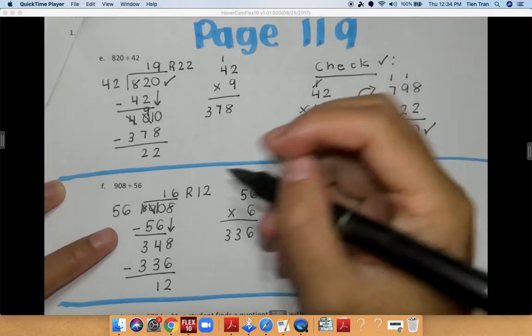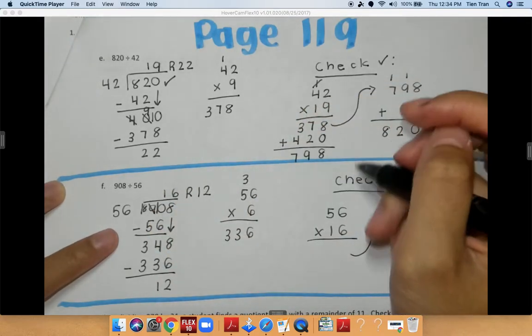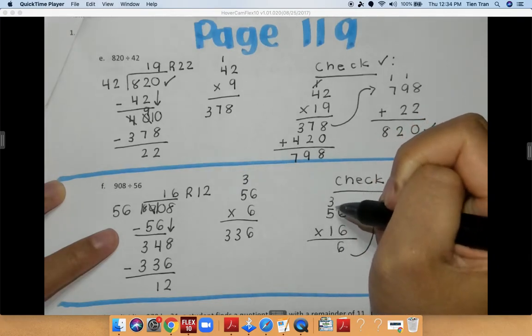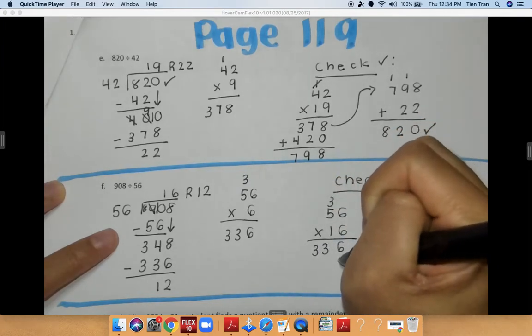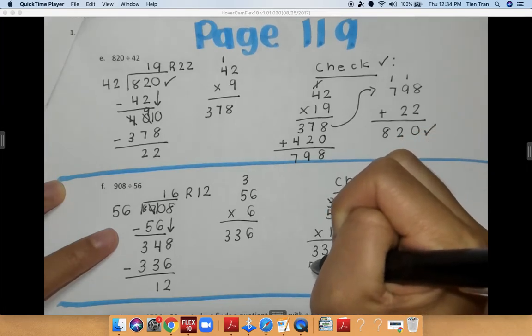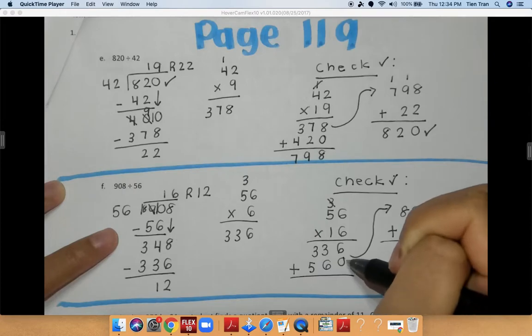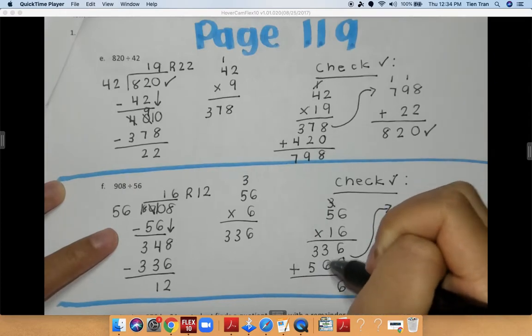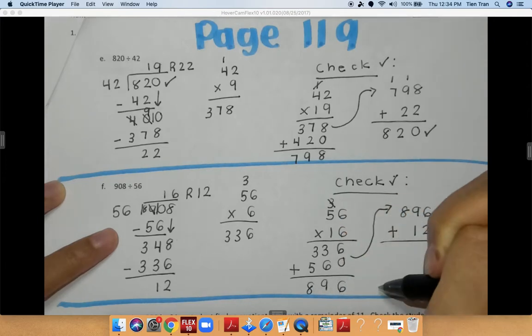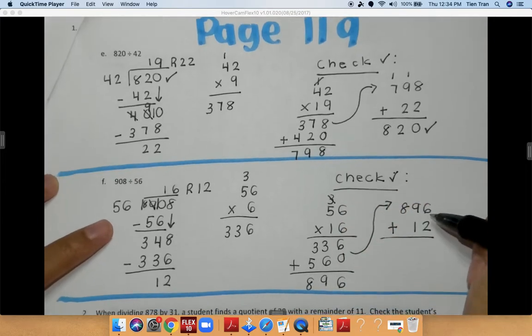Now I'm going to multiply 56 times 16 to check my work. 6 times 6 is equal to 36. 6 times 5 is 30, plus 3 is 33. Bring down my 0. 1 times 6 is 6. 1 times 5 is 5. Add all of my numbers together. 6 plus 0 is 6. 6 plus 3 is equal to 9. 5 plus 3 is equal to 8. I get 896. I'm going to bring it over here.